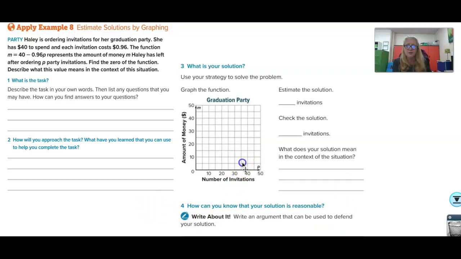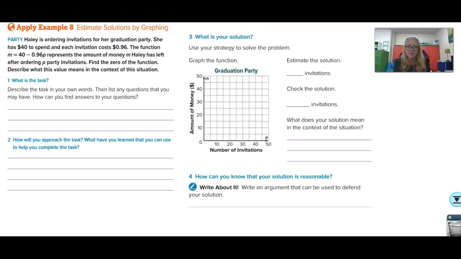Let me move this up. Okay. So first of all, let's think about this. She's got 40 bucks, and each invitation is 96 cents. That's pretty much a dollar, right? So I'm thinking right off the bat, she can buy 40 invitations, maybe 41, I don't know. So when I estimate the solution, I'm going to think 40 to 41, maybe 41. And then check the solution.